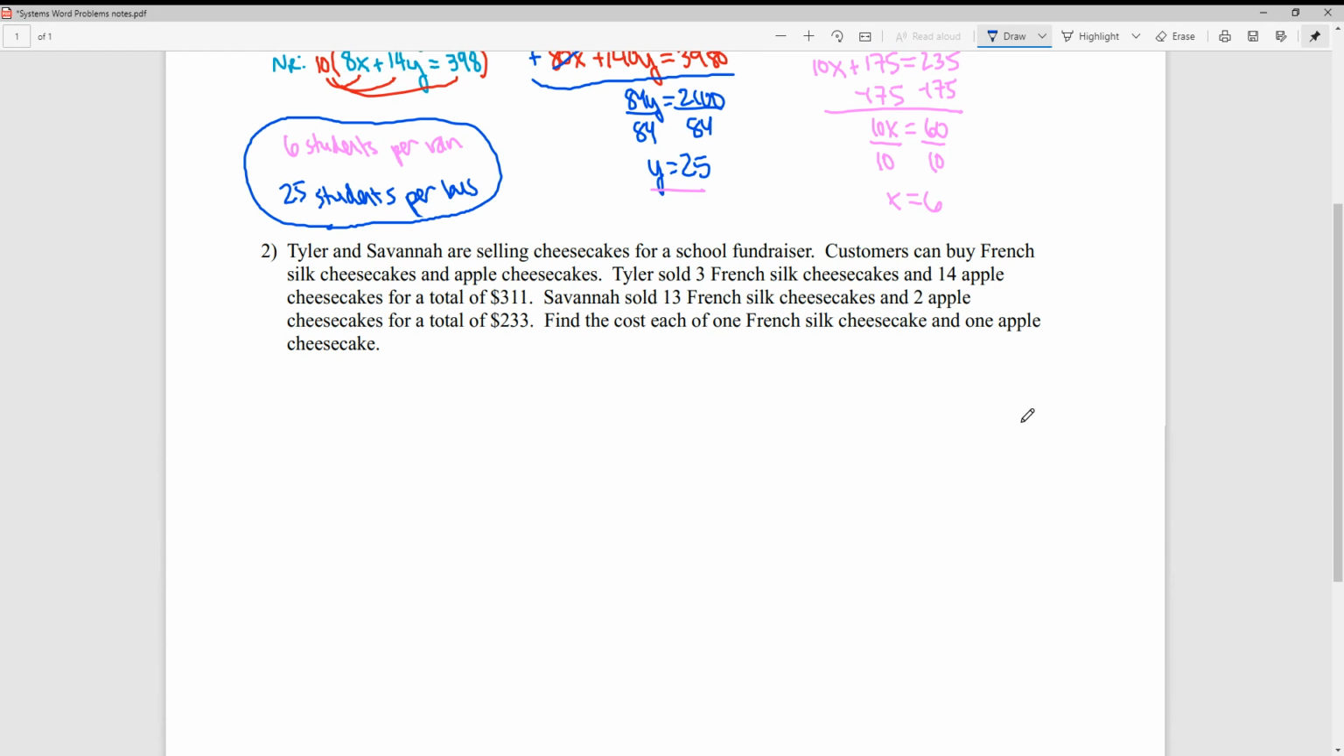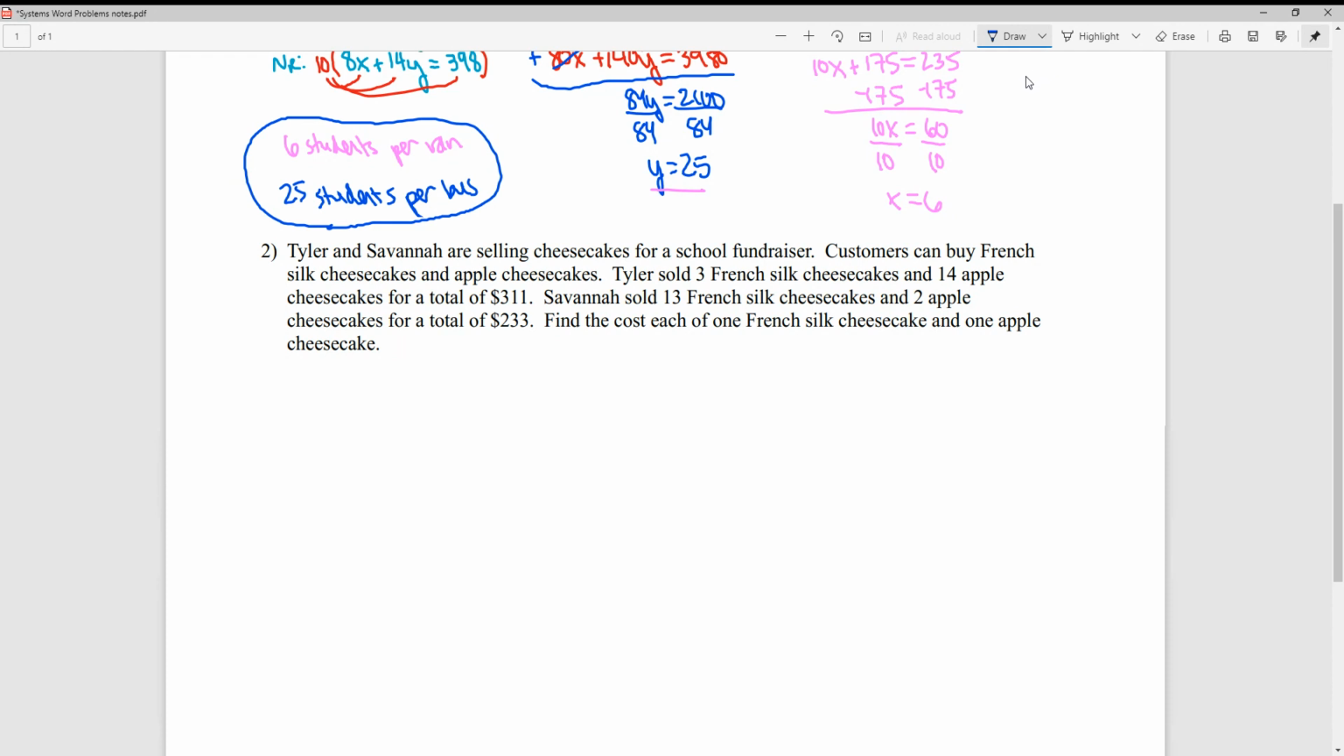Tyler and Savannah are selling cheesecakes, ooh, that sounds good, for a school fundraiser. Customers can buy French silk cheesecakes and apple cheesecakes. Tyler sold 3 French silk cheesecakes and 14 apple cheesecakes for a total of $311. Savannah sold 13 French silk cheesecakes and 2 apple cheesecakes for $233. Find the cost of 1 French silk cheesecake and 1 apple cheesecake.